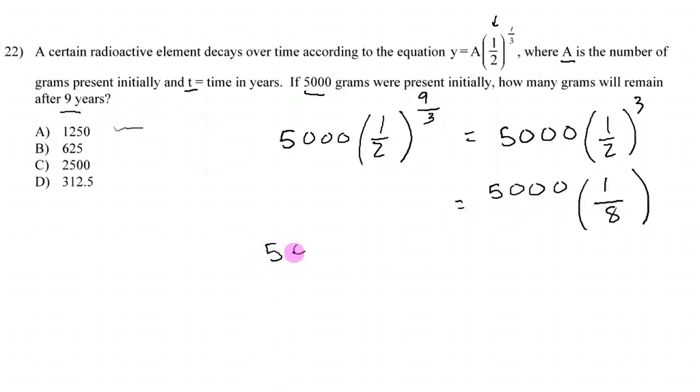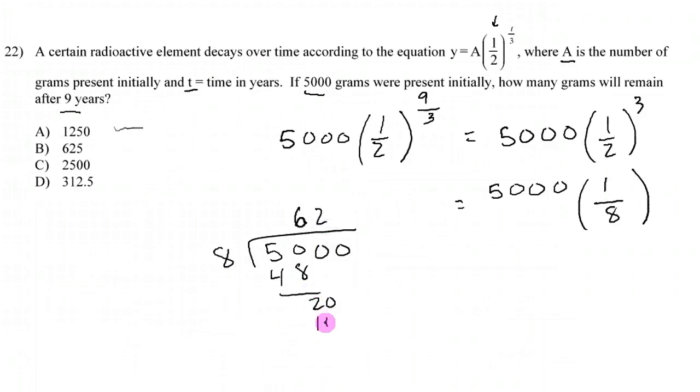We can do the long division. And I see 8 goes into this 0 times. 8 goes into 50 6 times. 6 times 8 is 48. Bring down the 0. 8 goes into here twice. So you can probably already see the answer, but let's just finish this out. And last, 8 goes into 40 5 times. So my answer is 625.